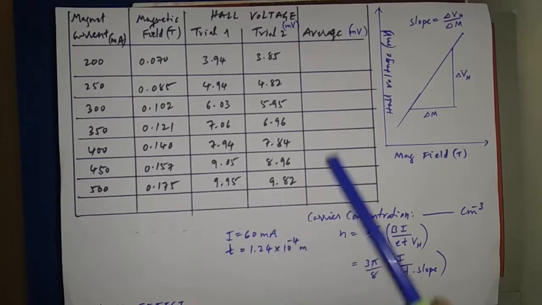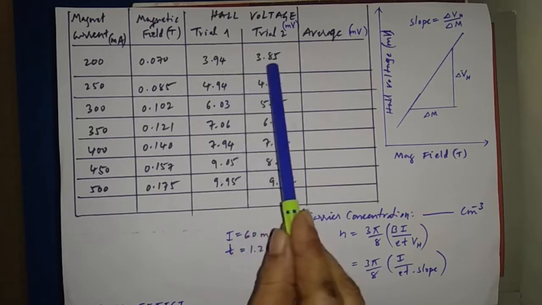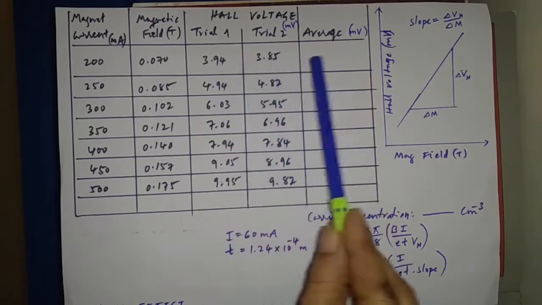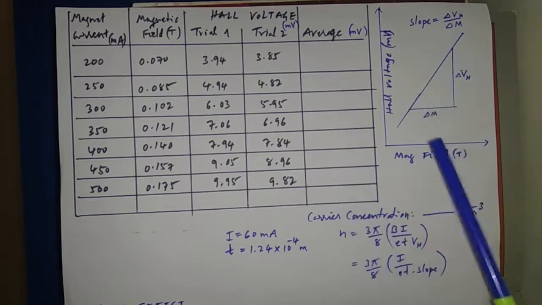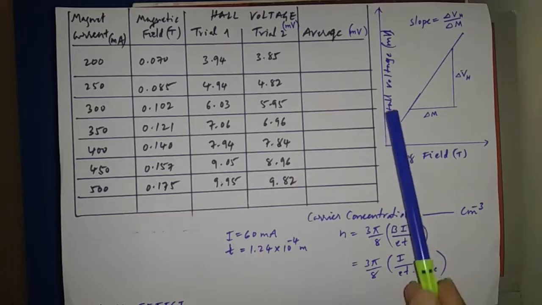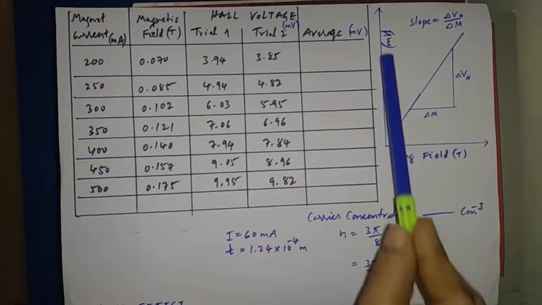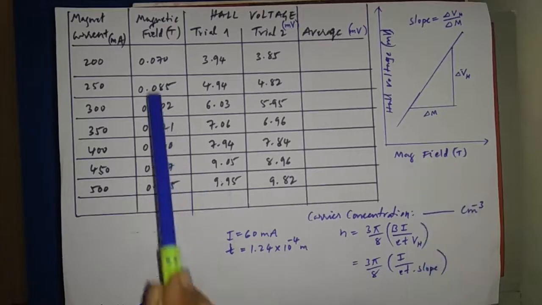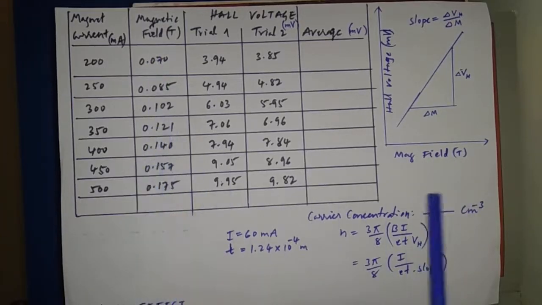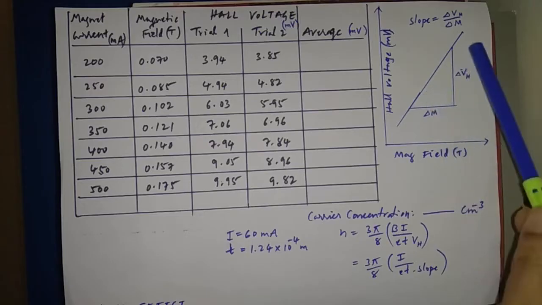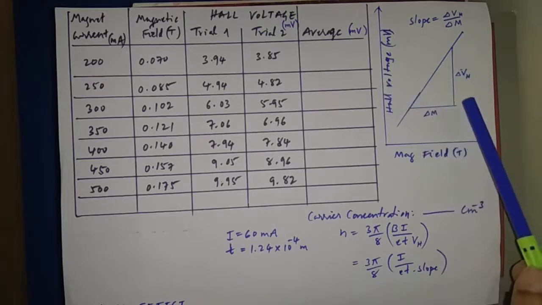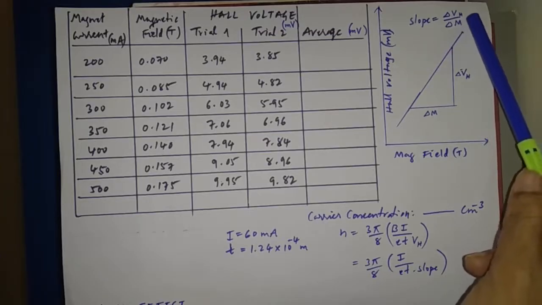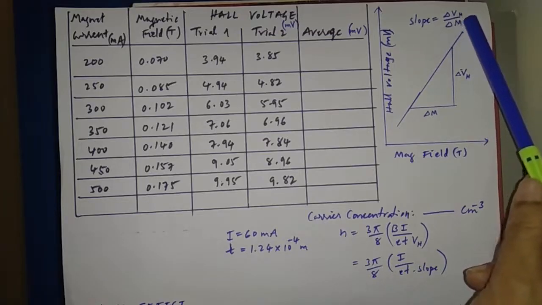So what we do now is take the average of these two readings, trial 1 and trial 2, add and divide by 2, we get the average. We use the average reading for plotting the graph. In this experiment, we need to plot a graph of Hall voltage versus magnetic field. Hall voltage is in millivolts, magnetic field is in Tesla, given here. These are the values, and we plot a linear graph. The Hall voltage varies linearly with the magnetic field. And we need to find out the slope of this graph, delta VH by delta B.